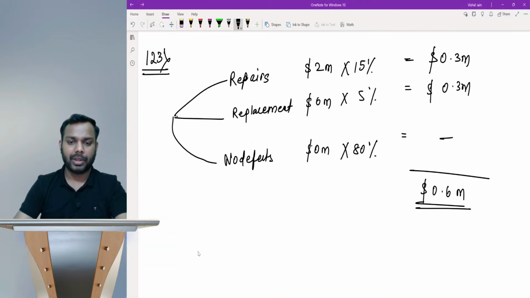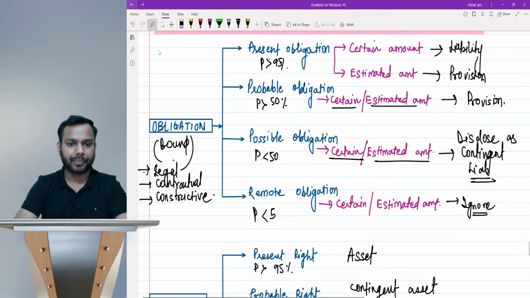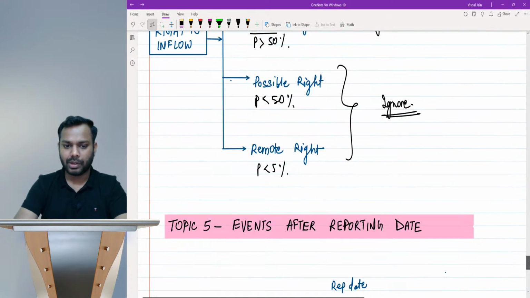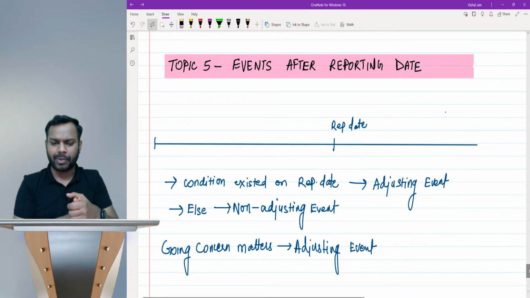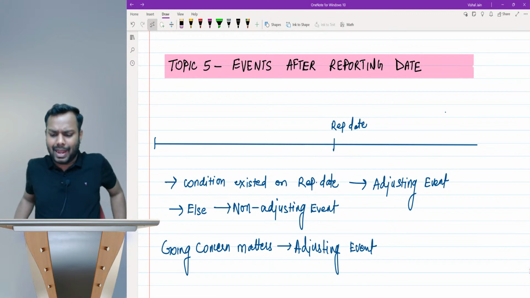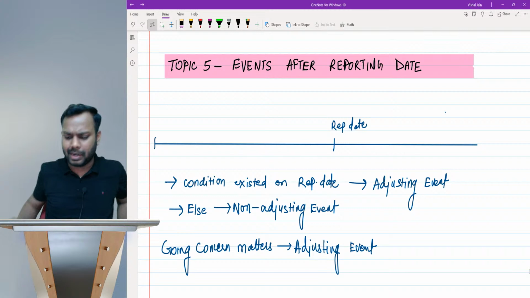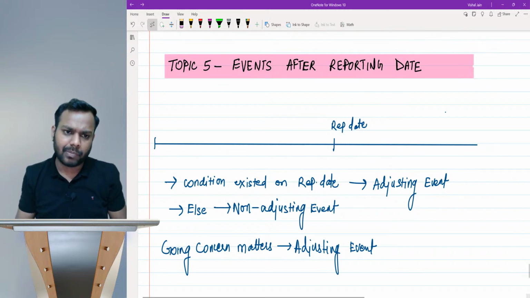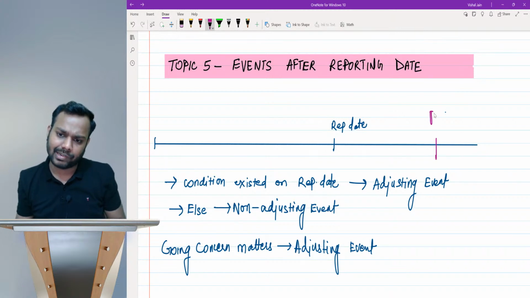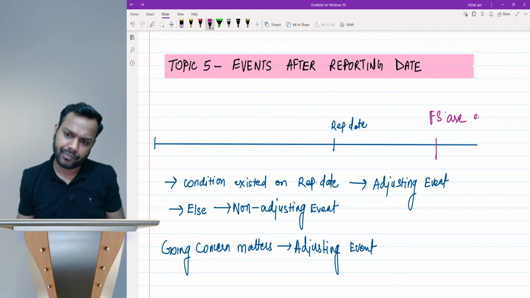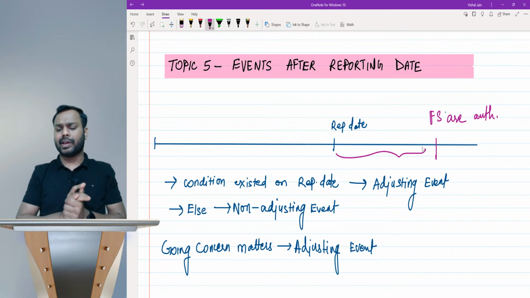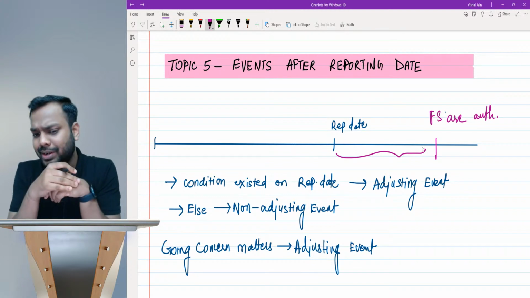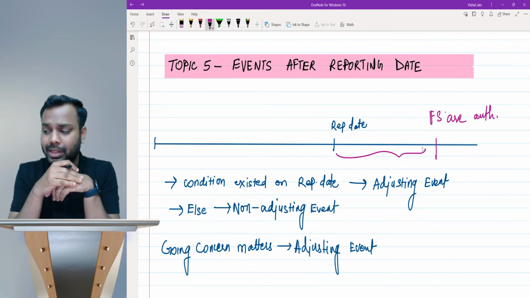Right? Now, coming on to the last topic for the day, that is events after the reporting date. That's a very small topic, and let's discuss it and wrap it up. Guys, what it says is that events after the reporting date but before the financial statements are authorized for issue. We are talking about the events occurring in this period, whether these events are adjusting or not adjusting in the financial statements.